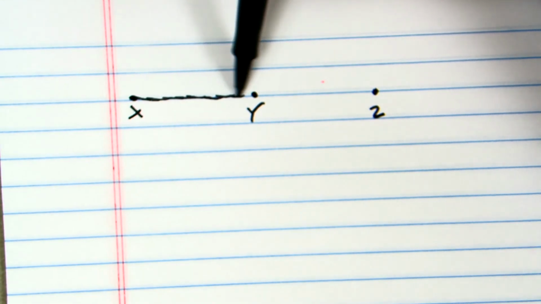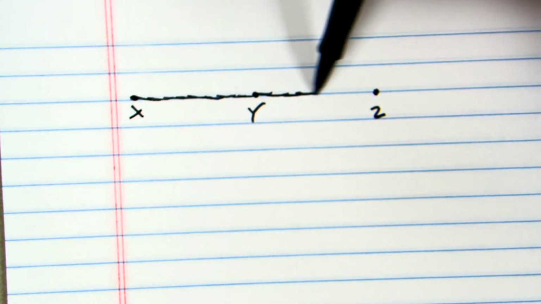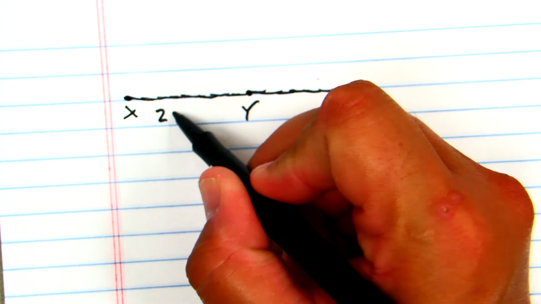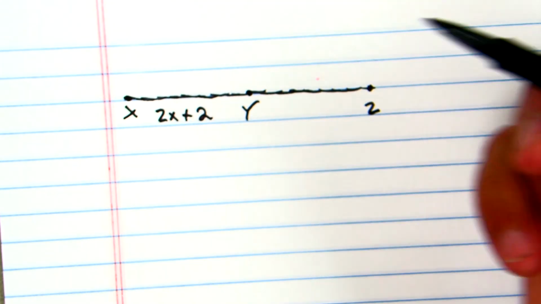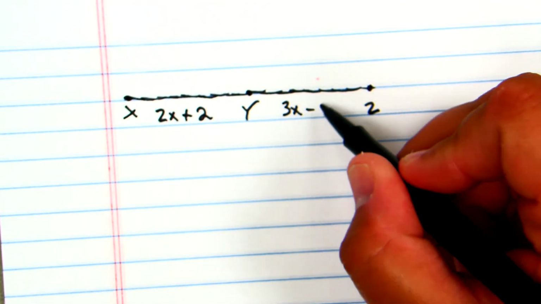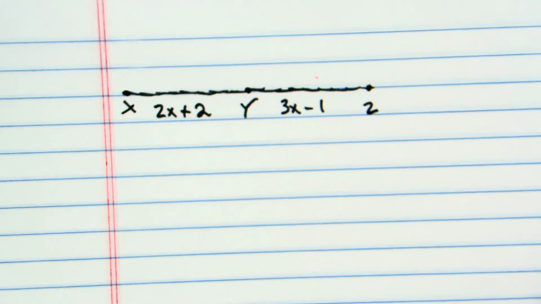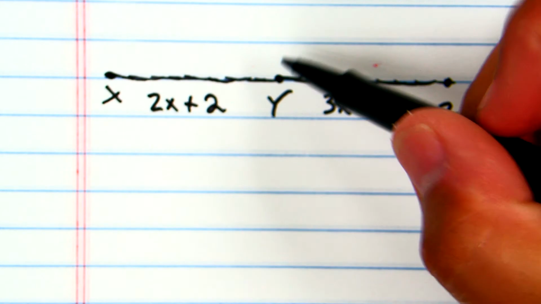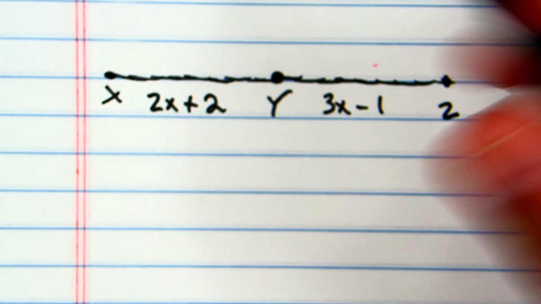Okay, I'm not drawing a real straight line right now. It's no problem. All right, there's our line segment. And what is given is 2x plus 2 here, 3x minus 1 here. Those are our two given segments that we have. And so this is Y, this is Z, and this is X.